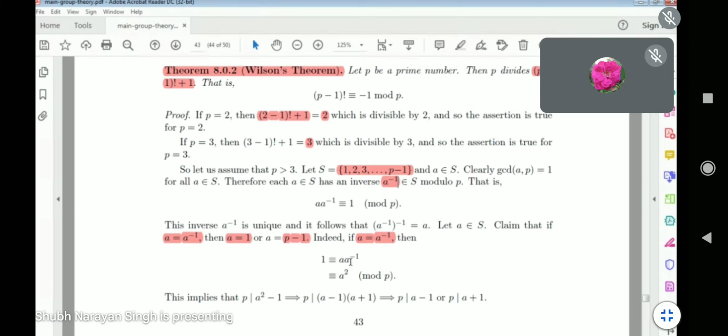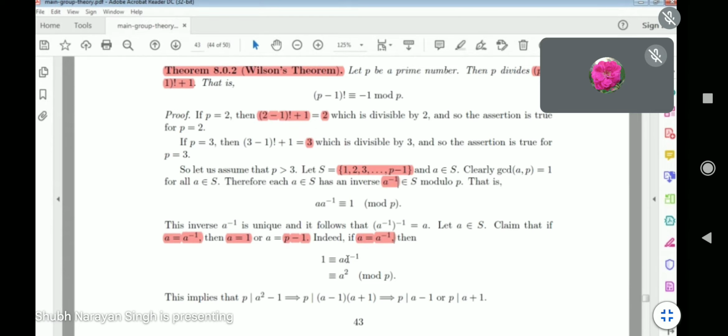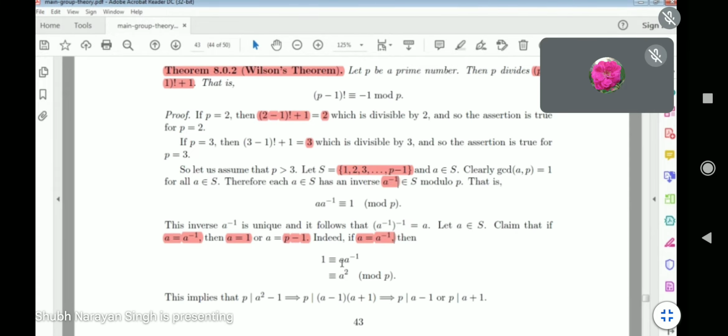That means if you multiply A and its inverse and divide by P, you will get the remainder 1. That's why A minus 1 is divided by P. That's why 1 is congruent to A n minus 1. And here, instead of A inverse, you just put the value A, because A is the same as A inverse. That's why this number is A square, because A and A inverse are both the same.